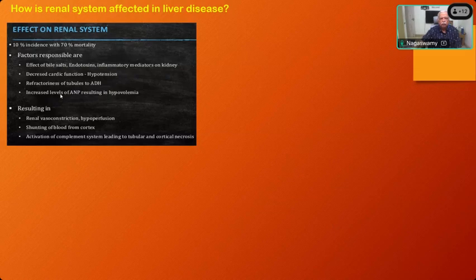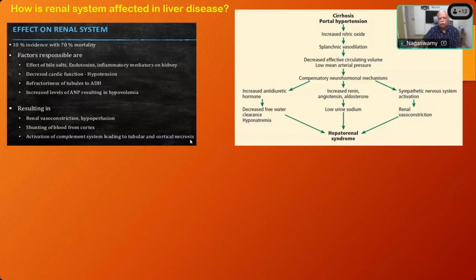So all these are the factors contributing to the effect on the kidney, which results in renal vasoconstriction, especially of the afferent arteriole, and there is hypoperfusion of the glomerulus, and shunting of blood from cortex to medulla happening, activation of the complement system leading to tubular and cortical necrosis. So all these things cause the so-called hepatorenal syndrome.